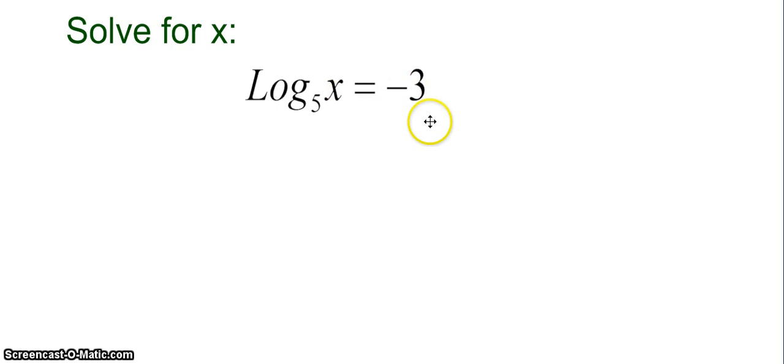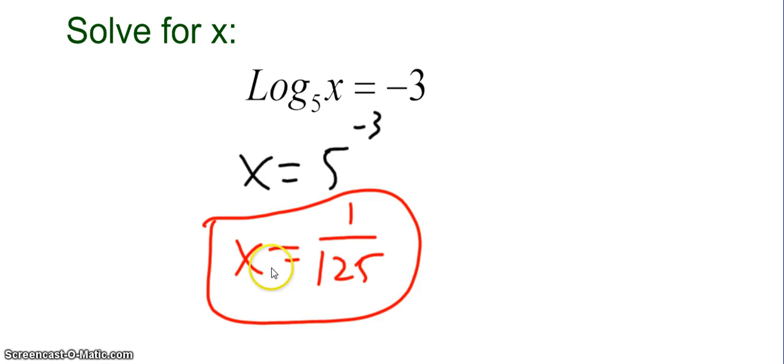Log base 5 of x equals negative 3. Pause the video, solve. So here, rewrite the log equation as an exponential equation. So x equals 5 to the negative third, but 5 to the negative third is 1 over 125.